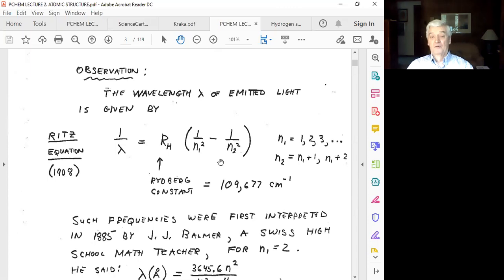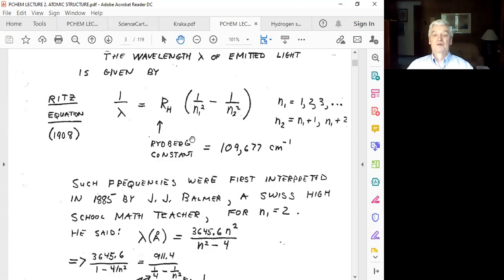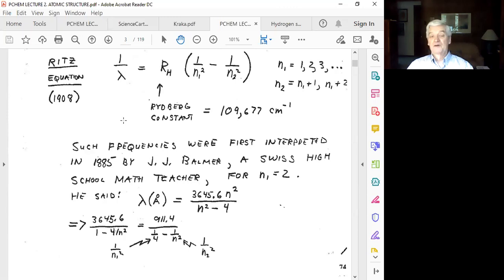Okay, so where did Ritz and Rydberg come up with this equation? Well, the first person to really contribute to this was a fellow in 1885, as I pointed out, J.J. Balmer. He was in Switzerland, and he was a high school math teacher. And he looked at what we now call the Balmer series, and it wound up being the series where n1 equals 2.